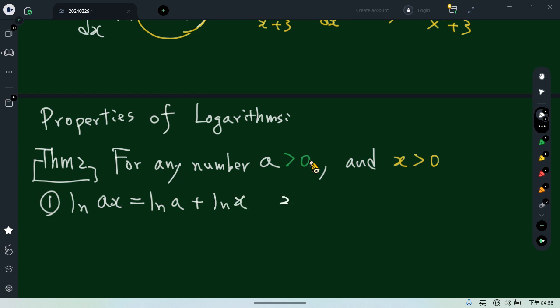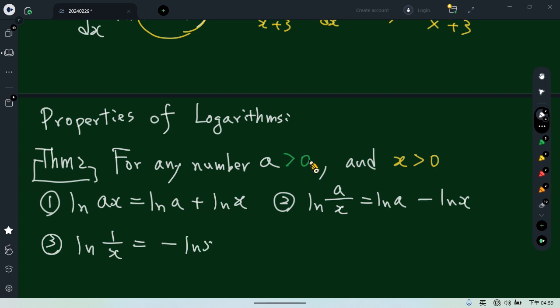The second rule is ln of a over x will be ln a minus ln x. Then the third one is ln of 1 over x, it will be minus ln x. Then the last one will be ln of x to the power of r, it will be r times ln x. Actually, these four properties, I believe you already learned that.